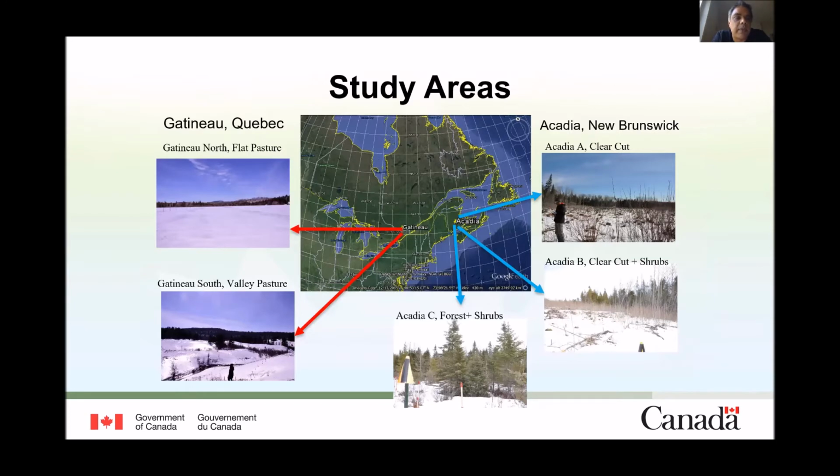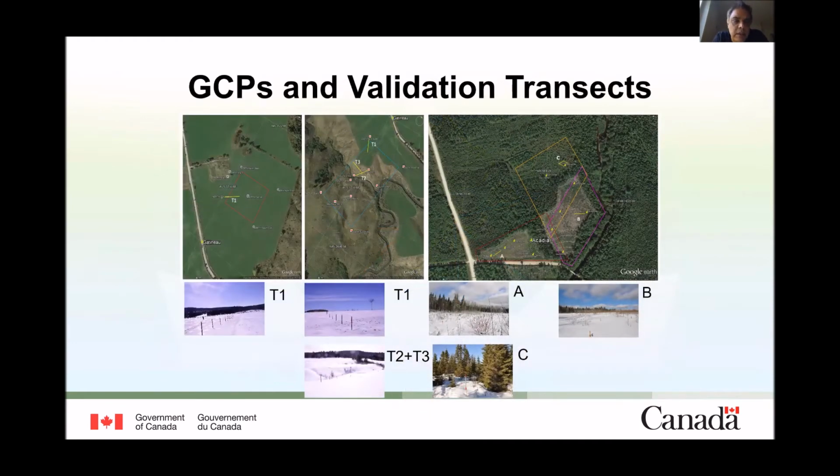Notre site, c'était 2 sites en Gatineau, les champs, un plus plat et un peu rugueux, 3 à l'Acadie. C'était une forêt avec un purely clear cut with just some stumps, the next with shrubs, et le dernier, la forêt originale. We measured these for 1 snow season in Acadia and 2 snow seasons in Gatineau. Pour chaque site, they were entre 10 hectares ou je pense 60 hectares.